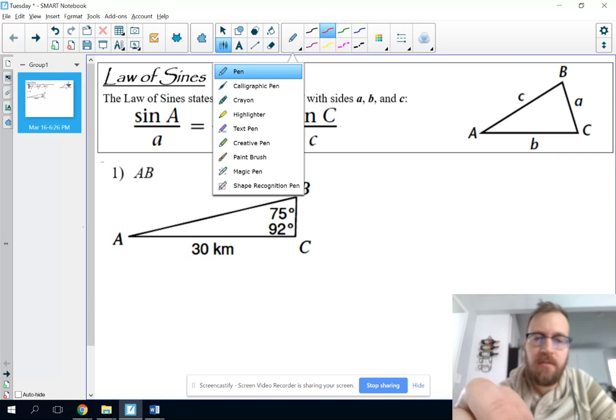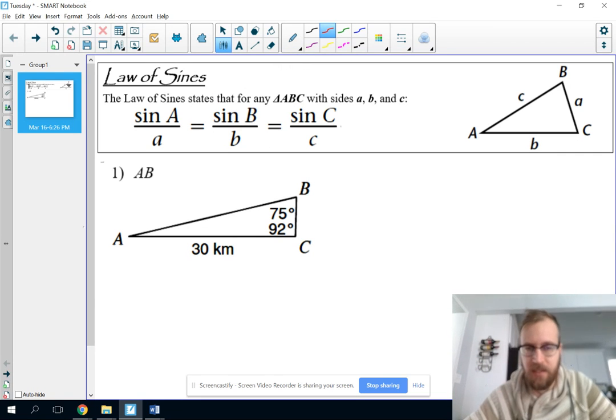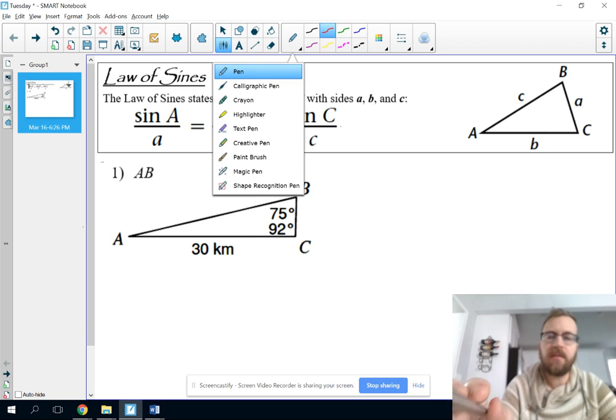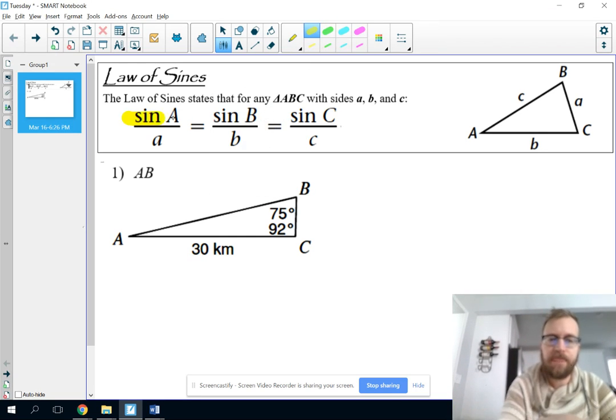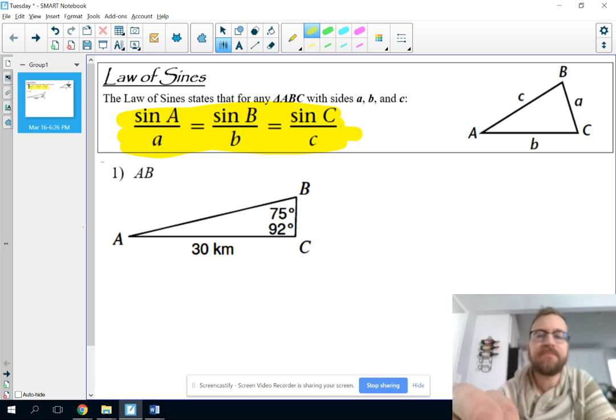So the law of sines is another way to find missing sides and missing angles in a triangle. When we did SOHCAHTOA, that was with right triangles. Law of sines is with any triangle you want. The formula you're going to be using is right here: sine of A over a equals sine of B over b equals sine of C over c. It might look a little confusing because you have multiple A's, B's and C's there.